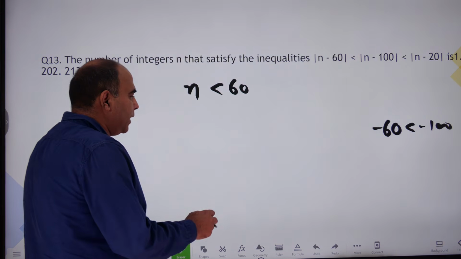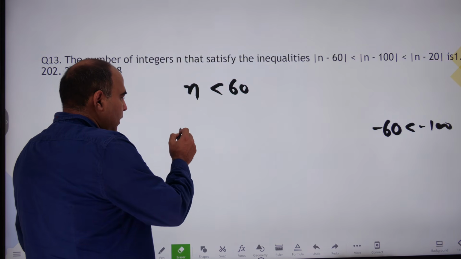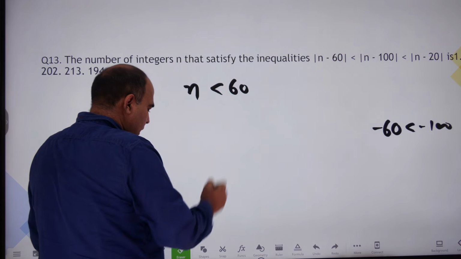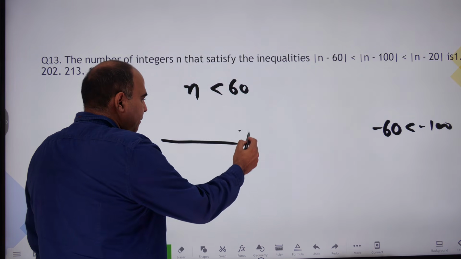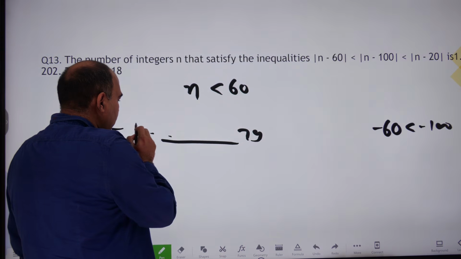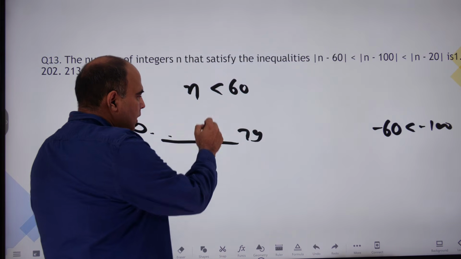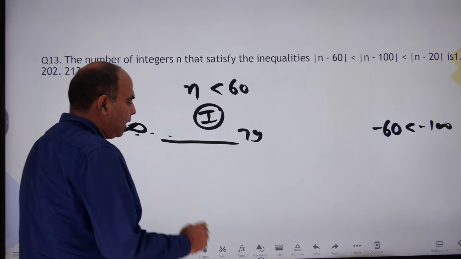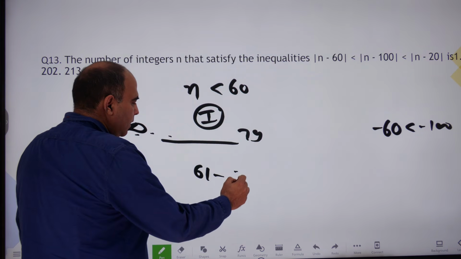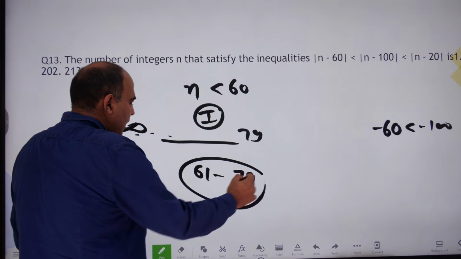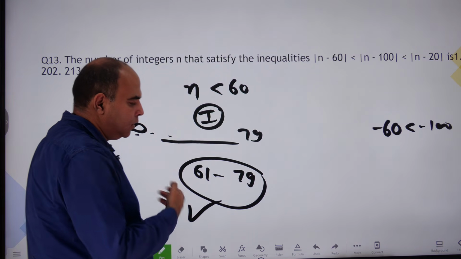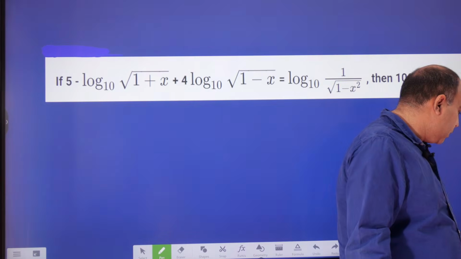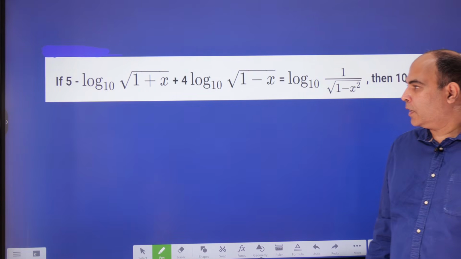You just have to identify that, when you're talking about integers, all the way up to 79, all the way to minus infinity, the first inequality is valid, and the second inequality is valid from 61 to 79. Once you understand that in this range, you are able to understand that there are 19 numbers. So that's all you have to do in this question. Okay, let's look at the third one.